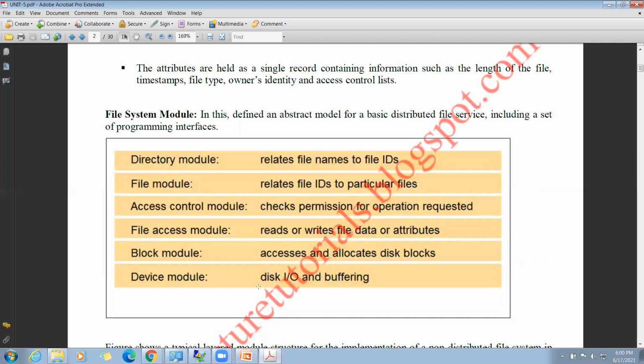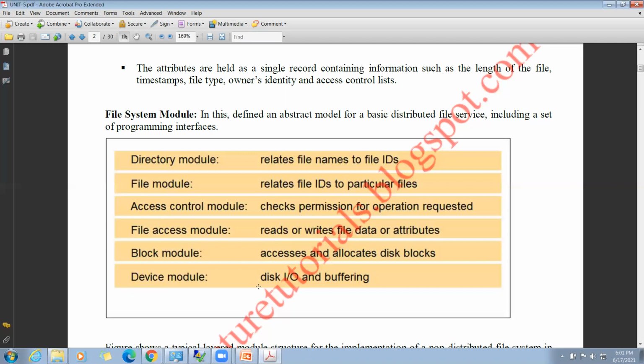Okay, this is the file system module. In this file system module, we have defined an abstract model for basic distributed file service, including a set of programming interfaces. The first one is the directory module. This directory module is related to file names and file IDs. Next, file module. This file module relates file IDs to particular files.